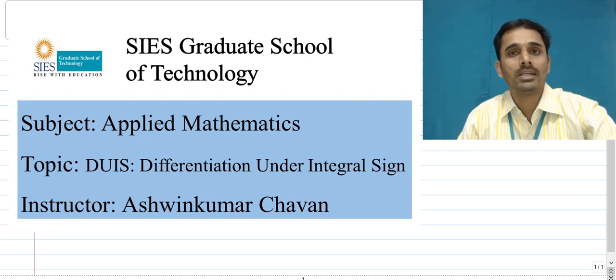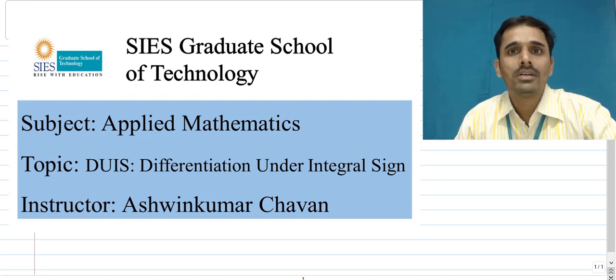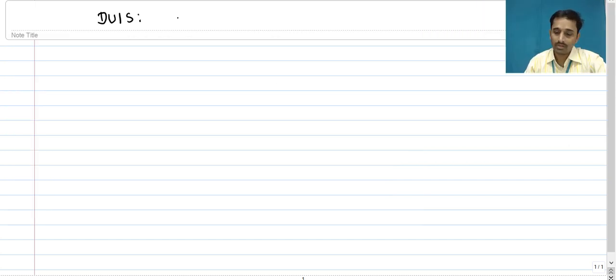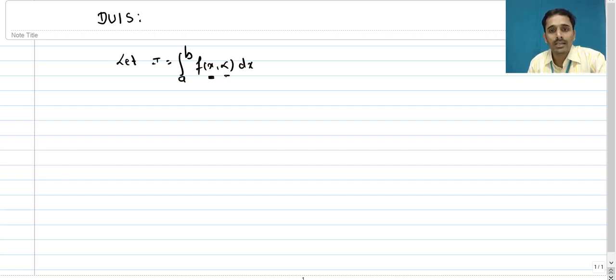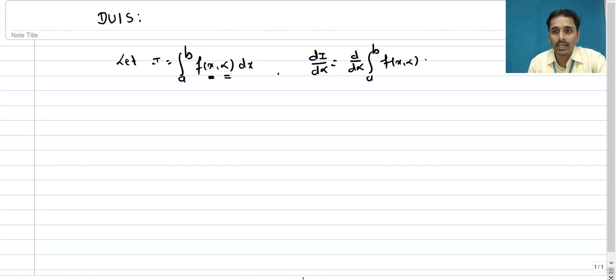Hello friends, our today's topic is DUIS, meaning differentiation under integral sign. Let I be the integral from a to b of the function f(x, alpha) dx, where x is a variable and alpha is a parameter. Then if we differentiate with respect to alpha, this integral is with respect to x and the derivative is with respect to alpha, so they will not get cancelled.